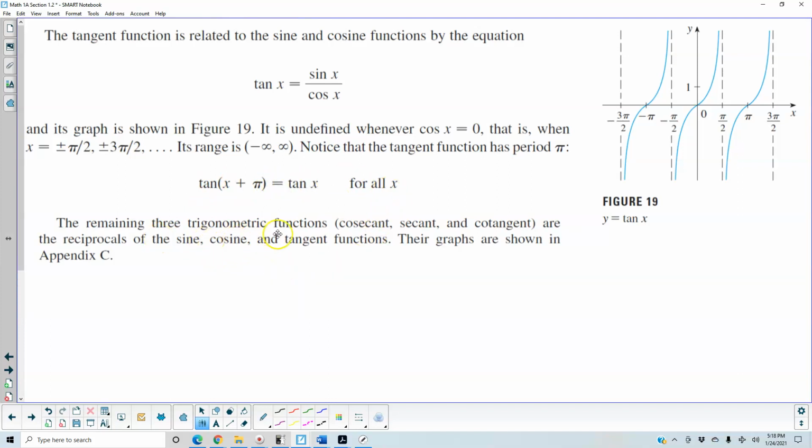The remaining three trigonometric functions, cosecant, secant, and cotangent, are the reciprocals of the sine, cosine, and tangent functions, and their graphs are shown in Appendix C.